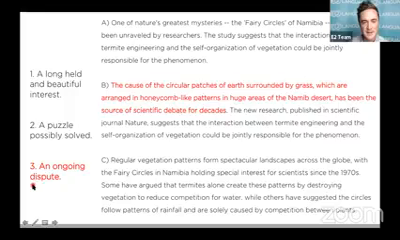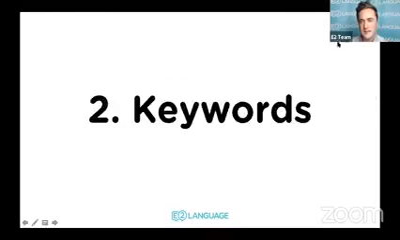Let's look at the third one. An ongoing dispute. The cause of the circular patches of earth surrounded by grass has been the source of scientific debate for decades. So ongoing, for decades, and a dispute, debate. So there you go. They were the answers.